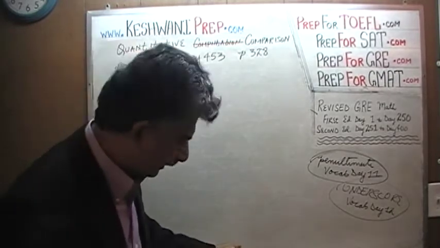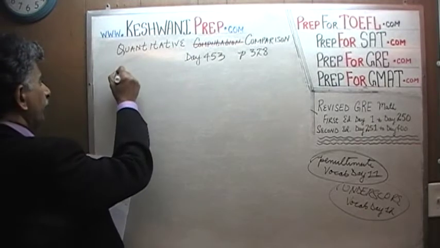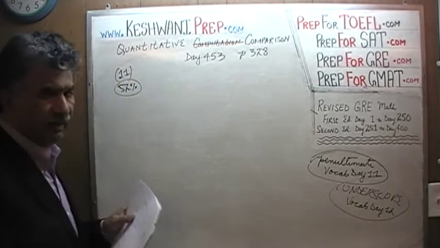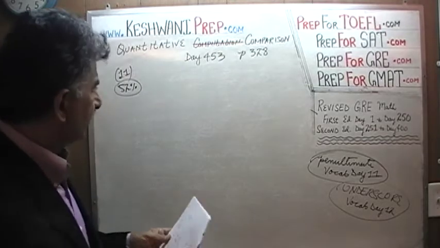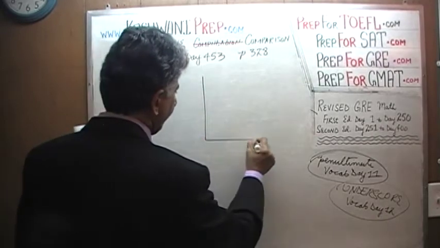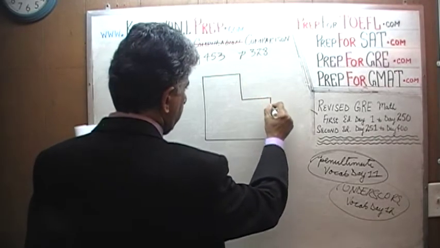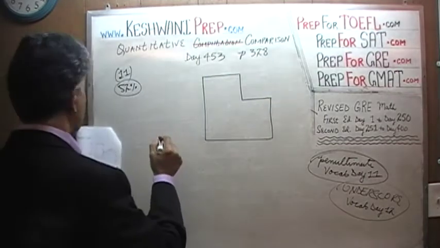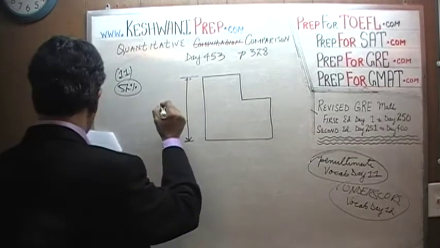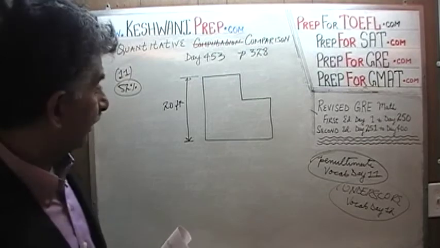Number 11, when it appeared in the exam, only about half the people had luck with it. We're given a picture here. I'm going to reproduce the picture as it appears in the exam. This is exactly how it appears in the exam, which is why we have to take our time.